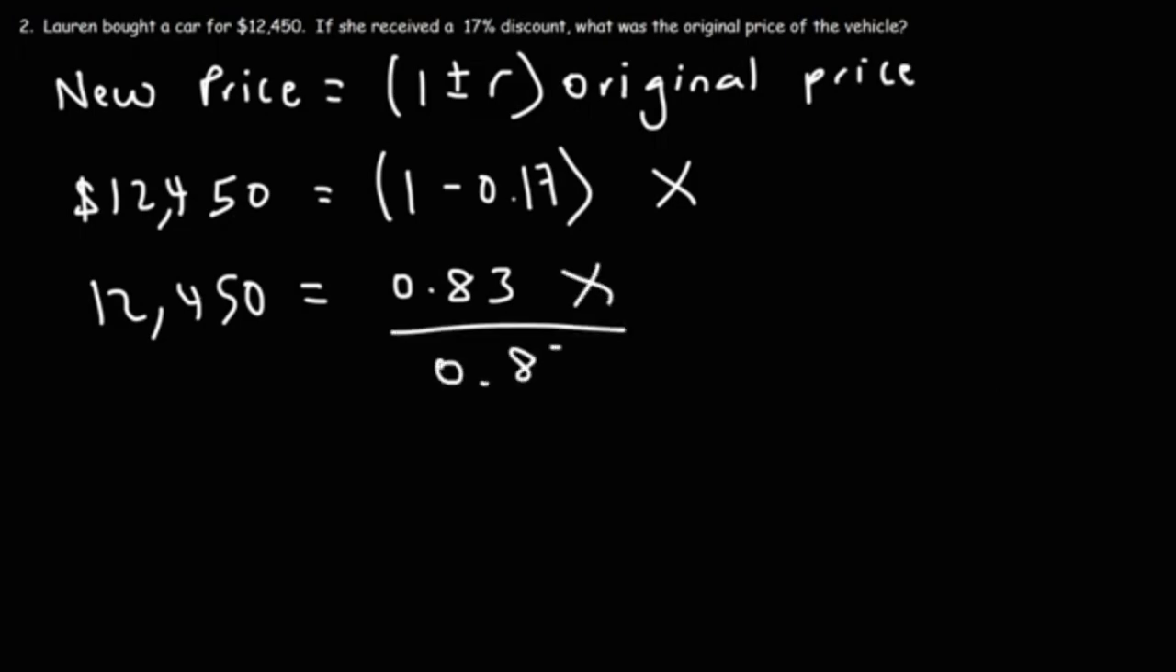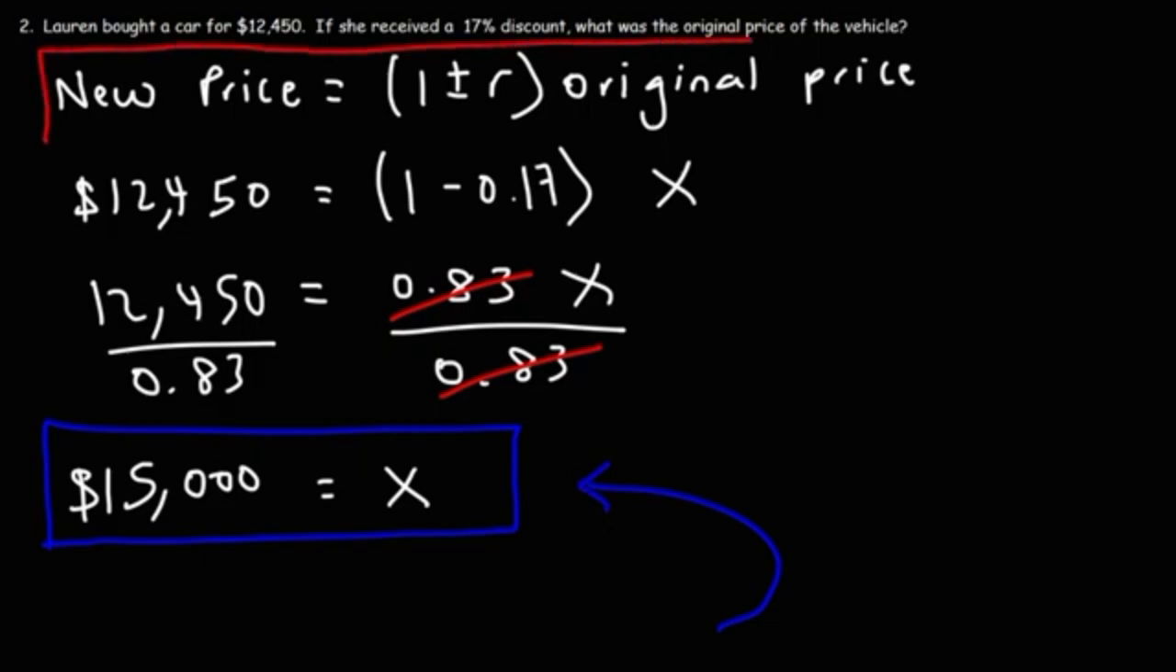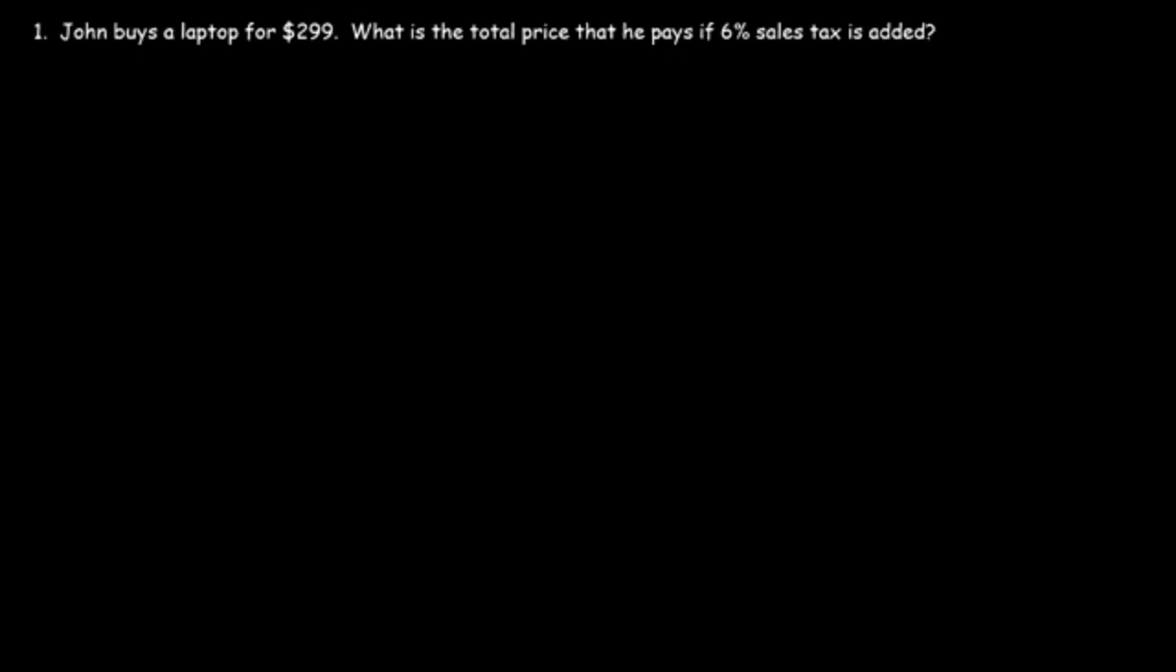But now to get the answer, we're going to divide both sides by 0.83. $12,450 divided by 0.83, that's equal to $15,000. So this is the original price of the vehicle before the discount was applied. So now you know how to calculate it using this formula. So keep this in mind. The new price is equal to 1 plus or minus R times the original price.